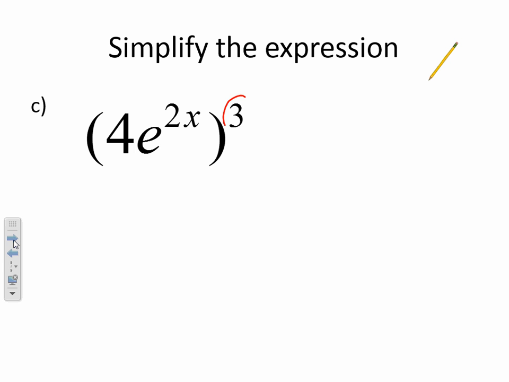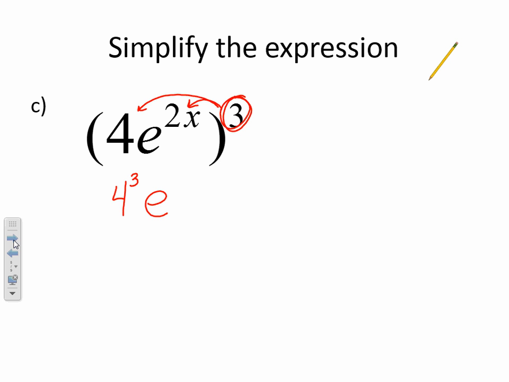So remember when we have an exponent out here, we're basically going to give the exponent to the product or the things on the inside. So we have a 4 to the third power. And then we're going to have an e to this power onto that power. That's when we multiply the exponents.